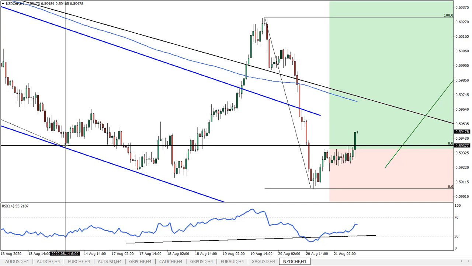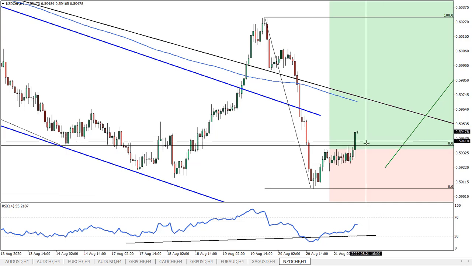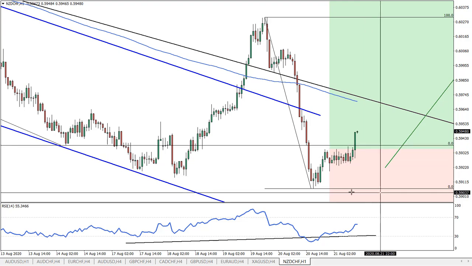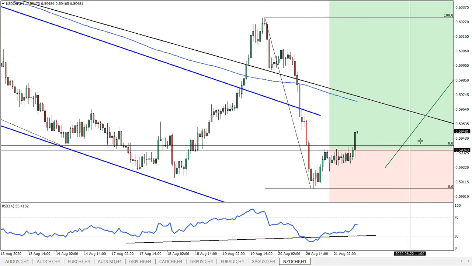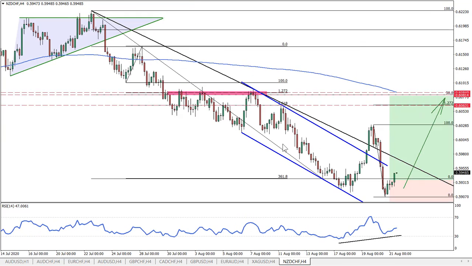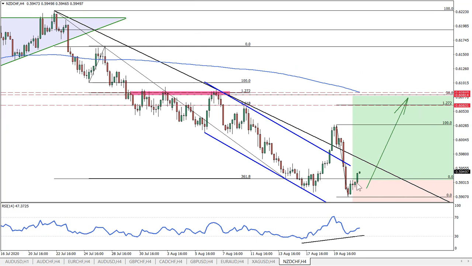We had the rejection right there. We might expect the price to retest. We might expect price to move lower and produce yet another spike, but we are protected from that by the stop loss. But I do believe this will be a pretty fast move to the upside.